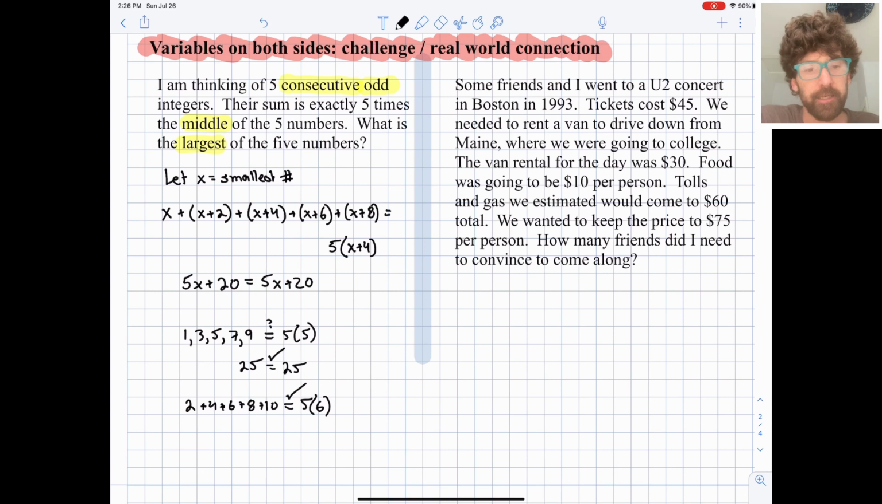Okay, so we have an identity in this case. So in some ways, we don't have enough information to actually figure out what the answer is to the question that is being asked. But also, there are an infinite number of answers to this question. Any string of 5 consecutive odd integers should sum to exactly 5 times the middle of their 5 numbers. That's a pretty cool problem.